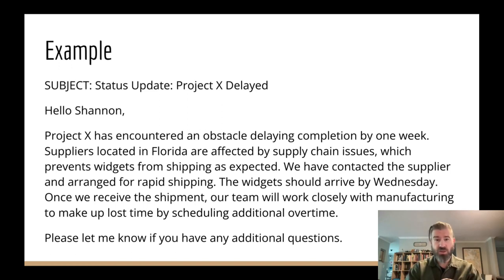I would say this one's pretty good, right? This is doing what it needs to do. It's a status update, so she sees that at the beginning, and then she sees the important part. Now she can triage or figure out how important this email is based on the situation.